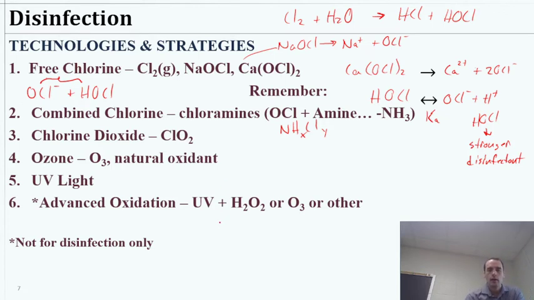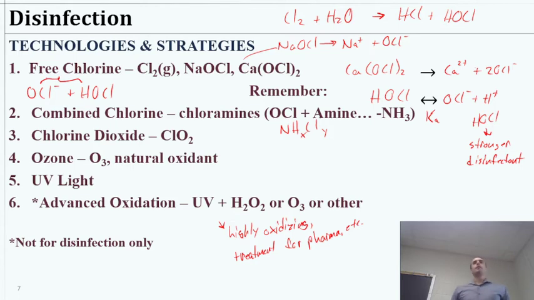We can't destroy them with just some chlorine or something. So this would be highly oxidizing. This is more of a treatment for pharmaceuticals and the like. If we're worried about pesticides getting into our water supply, for example, and we know that none of the other processes in our treatment system can take care of that, maybe we add an advanced oxidation step as a tertiary treatment, and that cleans it up and destroys those, creating safer conditions.